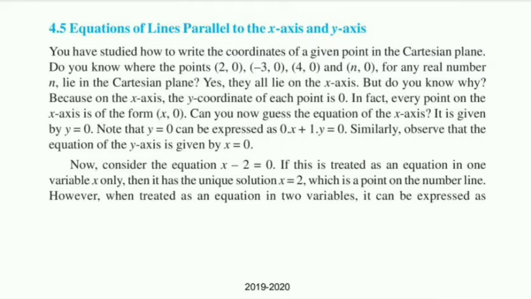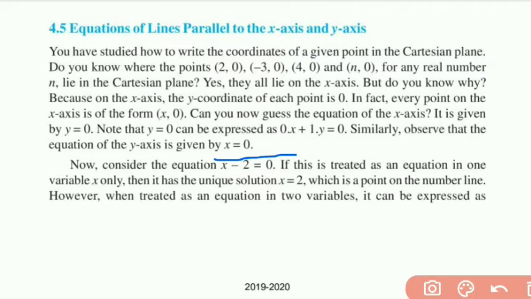Note that y is equal to 0 can be expressed as 0x plus 1y is equal to 0. Similarly, observe that the equation of the y-axis is given by x is equal to 0. Now consider the equation x minus 2 is equal to 0. If this is treated as an equation in one variable, only x, it just looks like an equation of one variable, but it can be written as an equation in two variables, as I already told you.